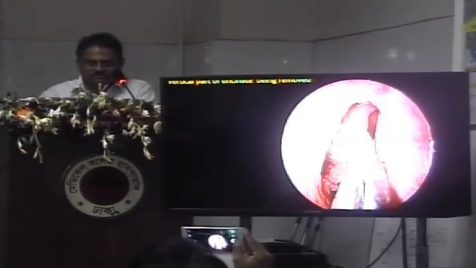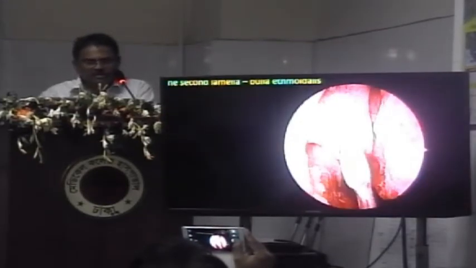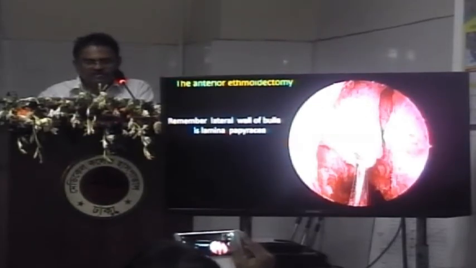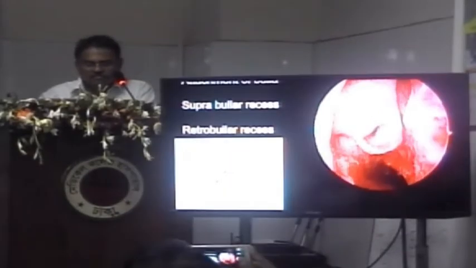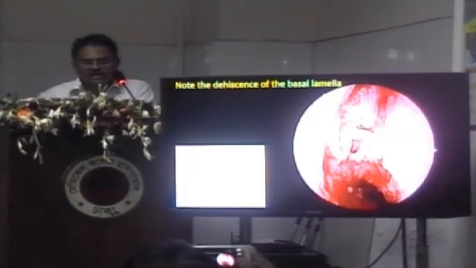The uncinate process is being removed. Now this is the bulla ethmoidalis, the anterior wall of the bulla. So the bulla is being perforated. The remaining lateral wall of the bulla is the lamina papyracea. Remember here. Now this is the bulla anterior wall. The bulla has been opened.